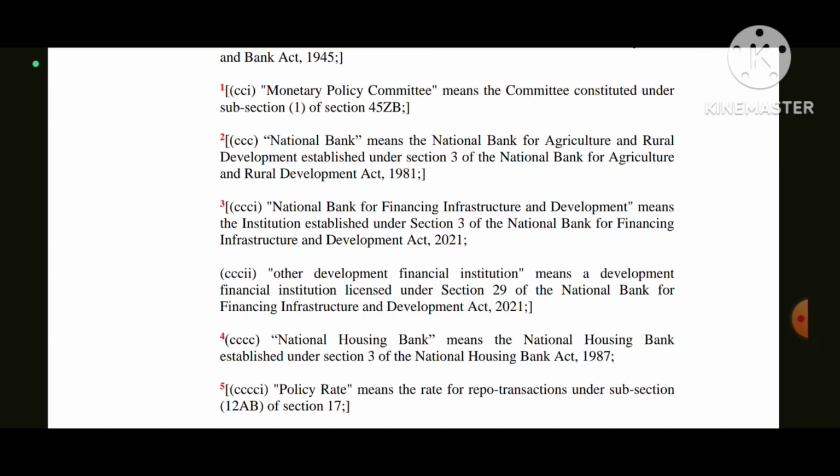Then clause CCC2, other development financial institutions, means a development financial institution licensed under section 29 of the National Bank for Financing Infrastructure and Development Act 2021. So in our act there will be a term like other development financial institutions. You have to remember that this other financial institution refers to the one that has been given license under section 29 of the National Bank for Financing Infrastructure and Development Act 2021.